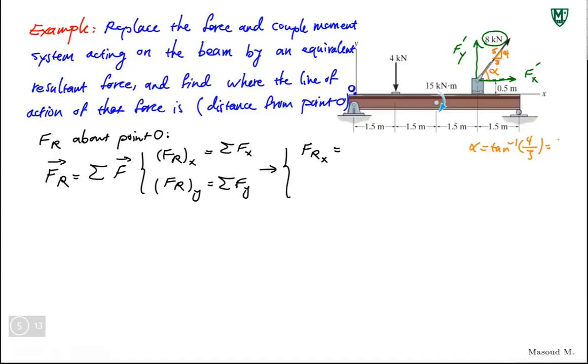You might even know this angle by now. 53.13. We deal with this 3, 4, 5 ratio a lot. So alpha becomes 53.13, meaning that now Fx would be this 8 kilonewton times cosine alpha. That's pretty much it. There is no other force in this system.